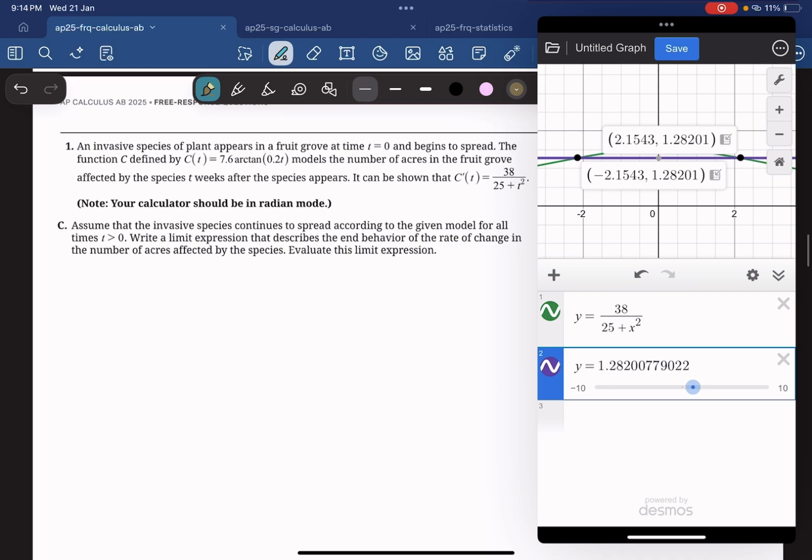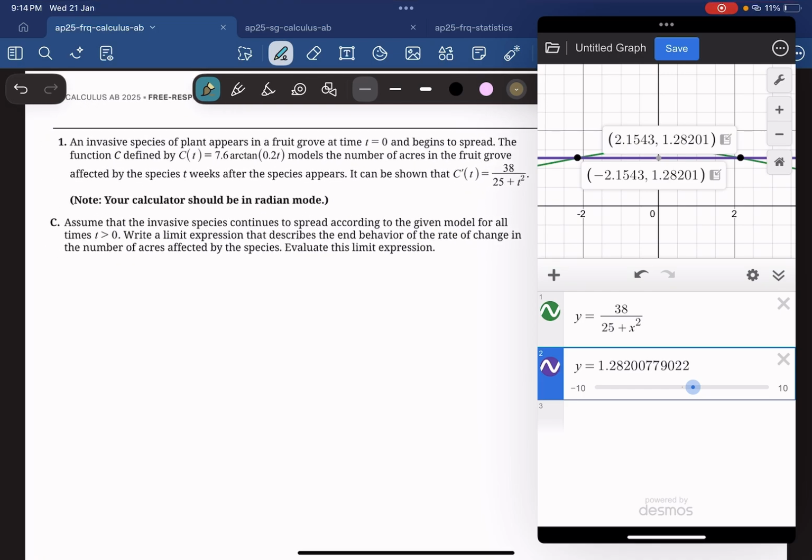Okay, in part C, what do we have? This was a very easy one. They said, assume that the invasive species continues to spread according to the given model for all time t greater than 0. Write a limit expression that describes the end behavior of the rate of change. We know that c prime of t is the rate of change. And what does end behavior mean, or a limit expression for the end behavior? It's simply the limit as t goes to infinity of the rate of change, it means of the function 38 over 25 plus t squared.